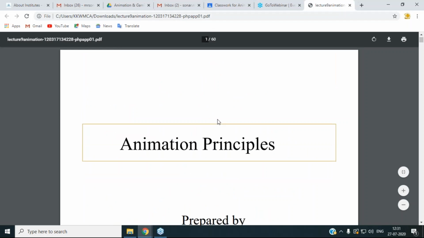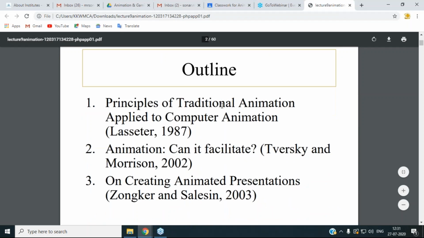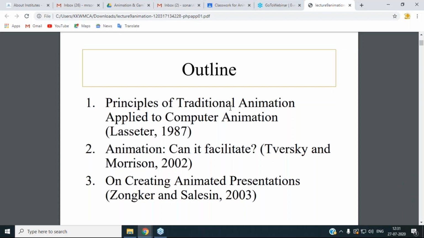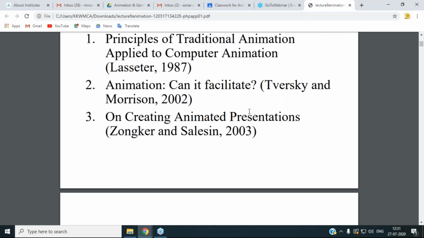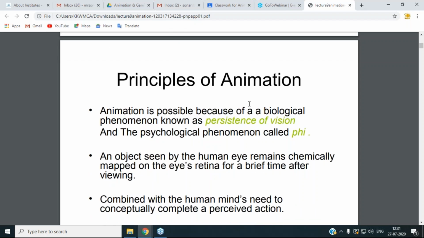So animation principles, this particular PPT, I have taken it from the internet. Hopefully you are able to see the screen. So what is the outline? The outline is we are going to learn principles of traditional animation, then animation, and how to create the animations. So what are the principles of animation? Again, last time I think we have talked about this in pretty much detail.